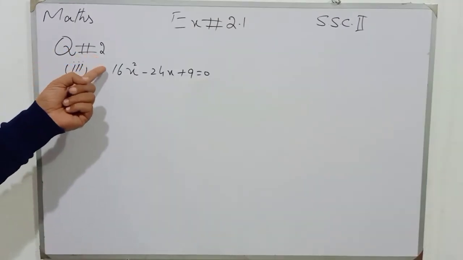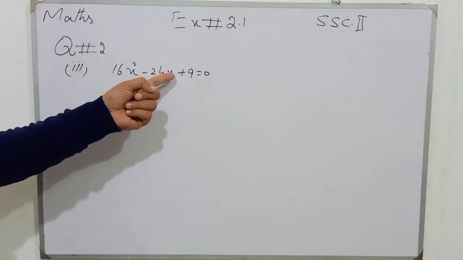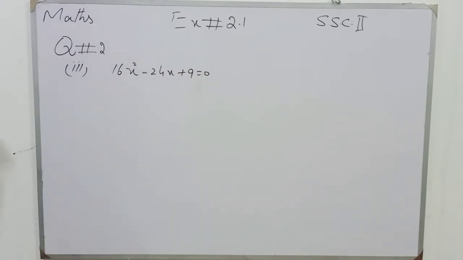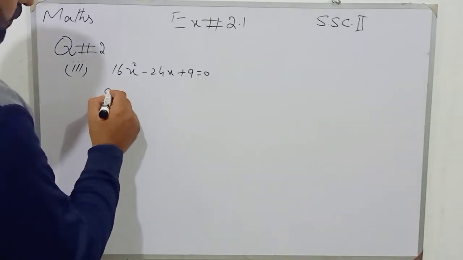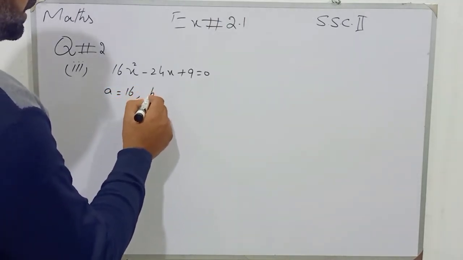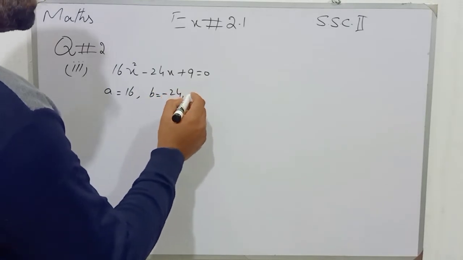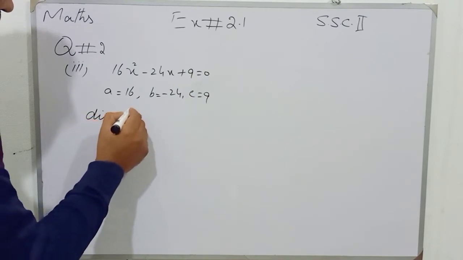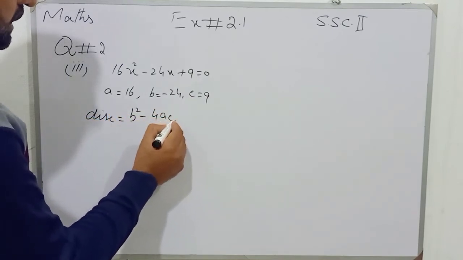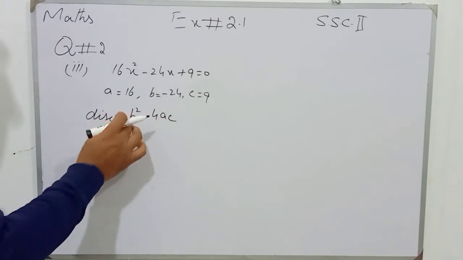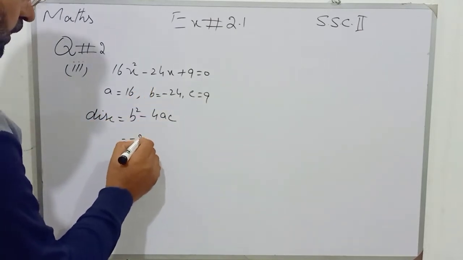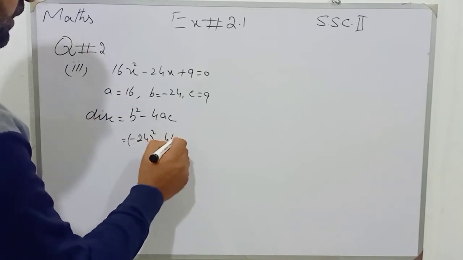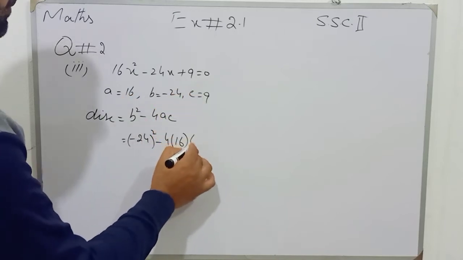The third part of question number 2 is 16x square minus 24x plus 9 is equal to 0. First we have to find the nature of the roots and then verify. So the value of A is 16, the value of B is minus 24 and the value of C is 9. And you know that the discriminant is equal to b square minus 4ac. Replace the values of a, b and c. The value of b is minus 24. So minus 24 square minus 4 into, in place of a, 16, and the value of c is 9.